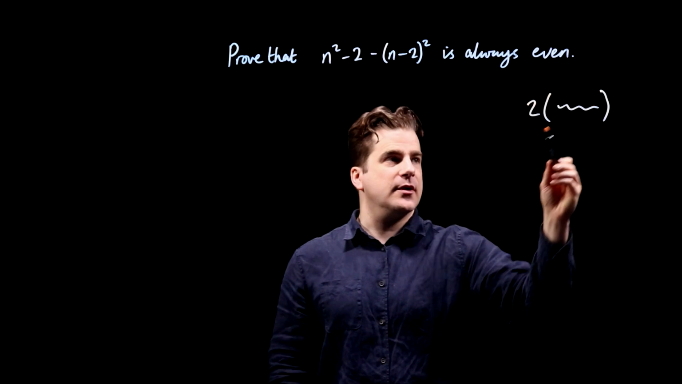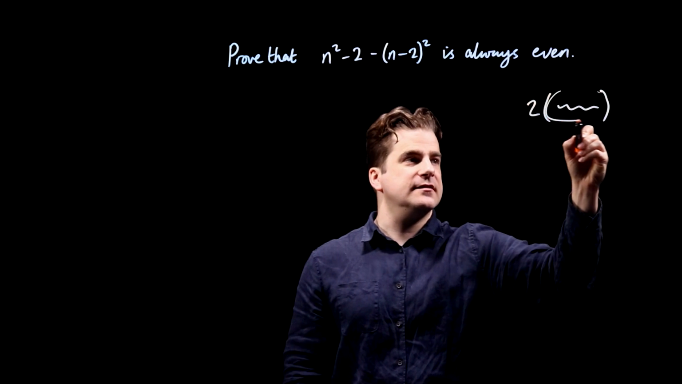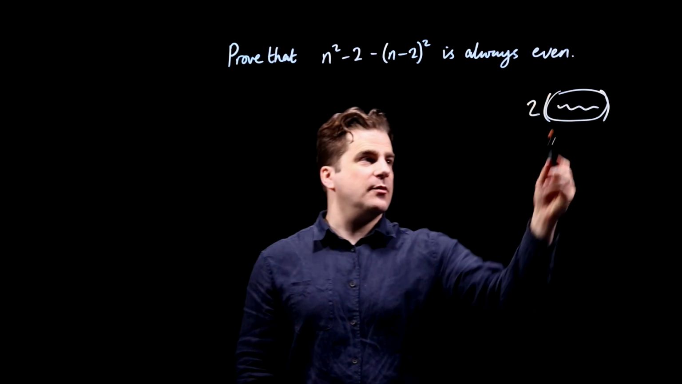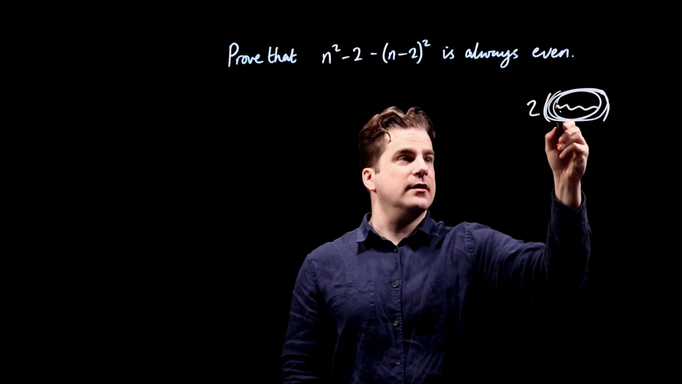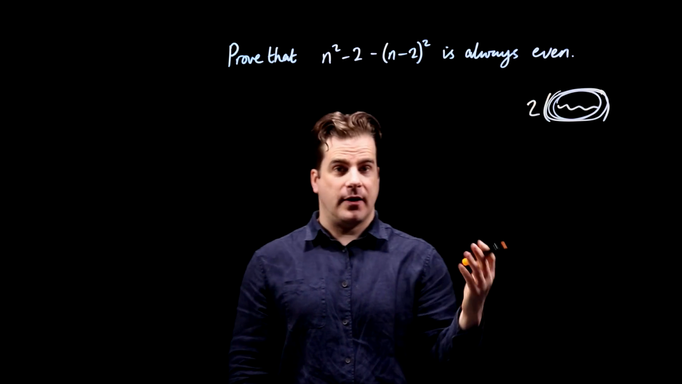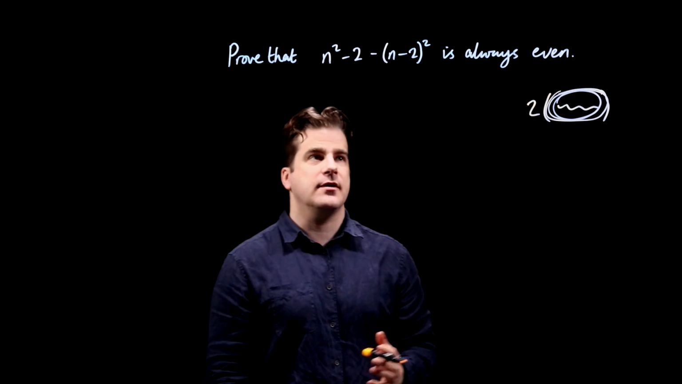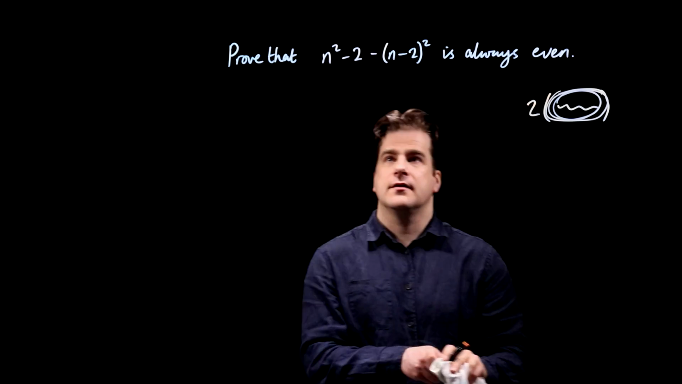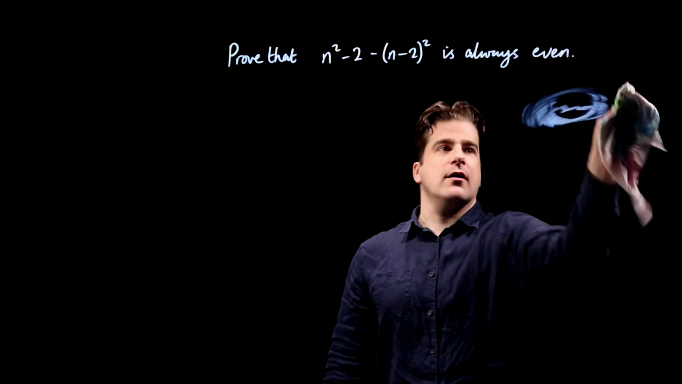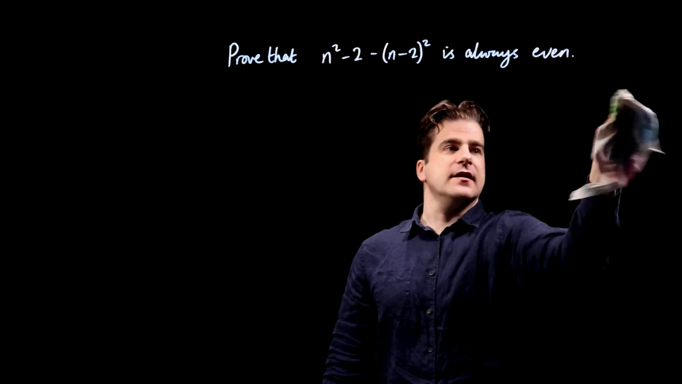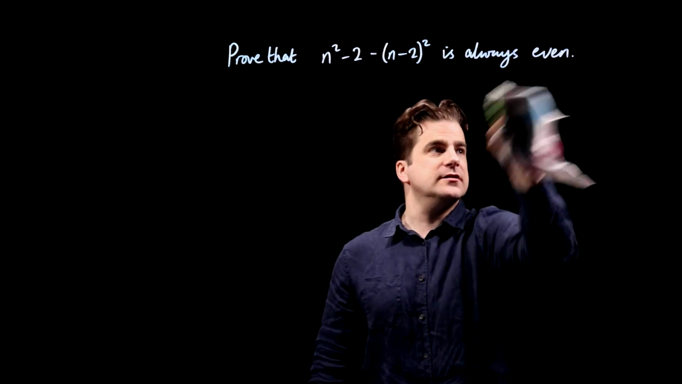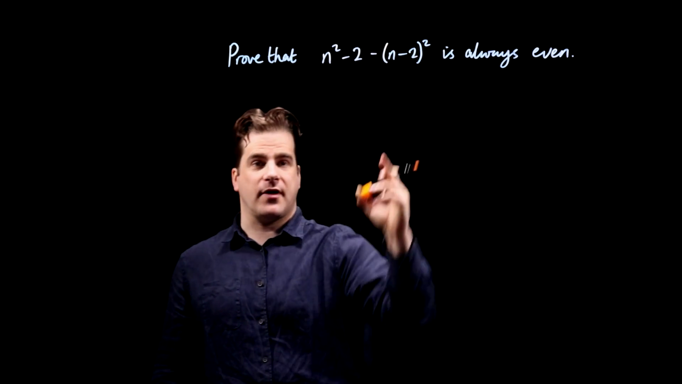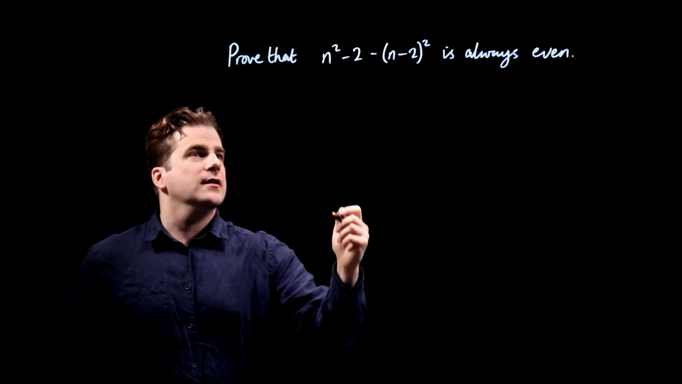Such expressions are even because no matter what this is, when you multiply it by 2, it becomes even. So whether this is an even or an odd number, whenever you multiply that by 2, it's definitely even. Okay, so how do we do that? Well, if you're not sure what to do, as with anything, just fiddle around with the expression. In this case, let's multiply out the brackets and just see what we get.